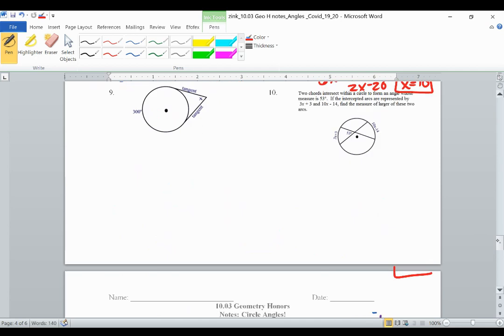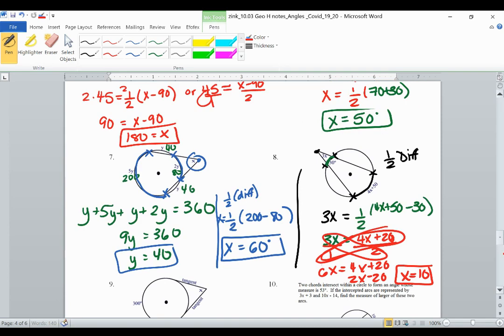Whoops. Moving right along, I guess. The computer is forcing us to. Number 9, looking at that one, I see a vertex. Computer is not very cooperative today. I think it needs a reboot.